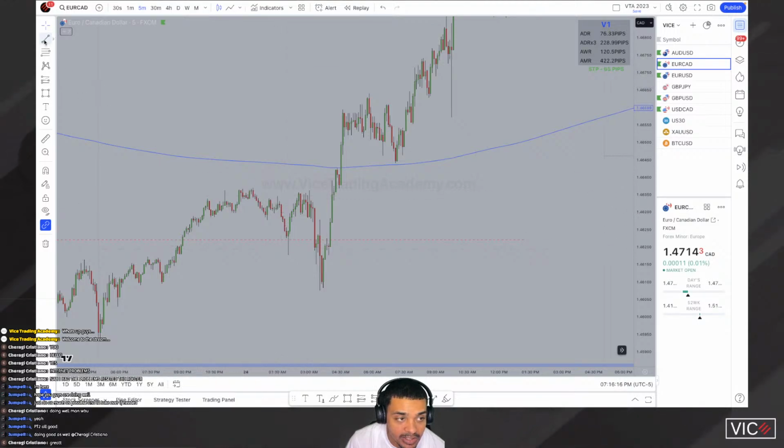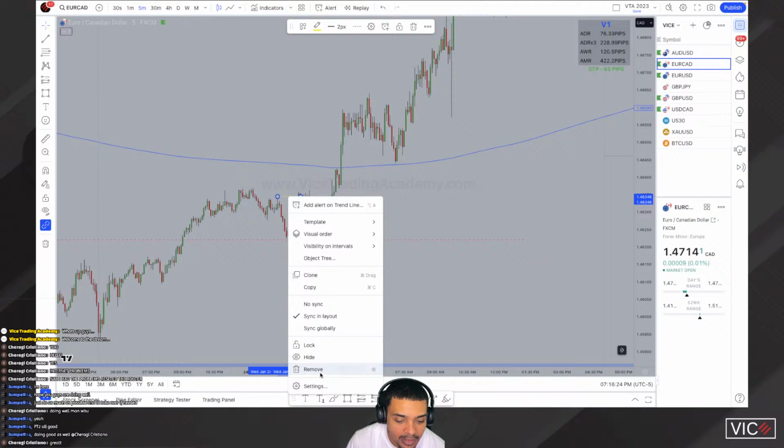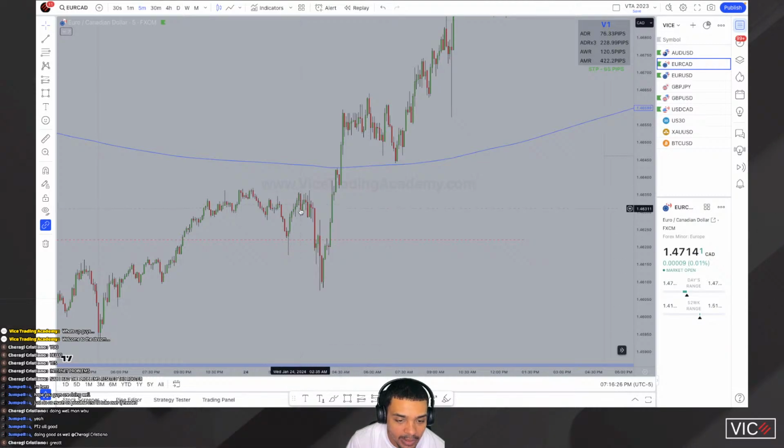So the change of character on a lower time frame would have been here for this. Did we get it? No, right? Price came back to the top. Then what did we have? We had a low, high, lower low, lower high, lower low, lower high, lower low, lower high, higher low, higher high. There we got the change of character, right?